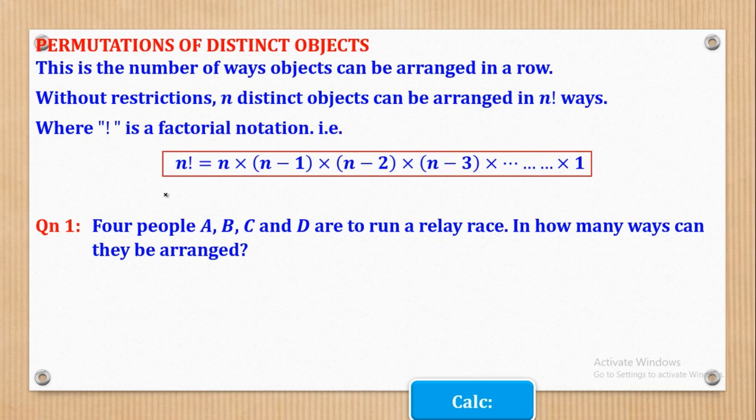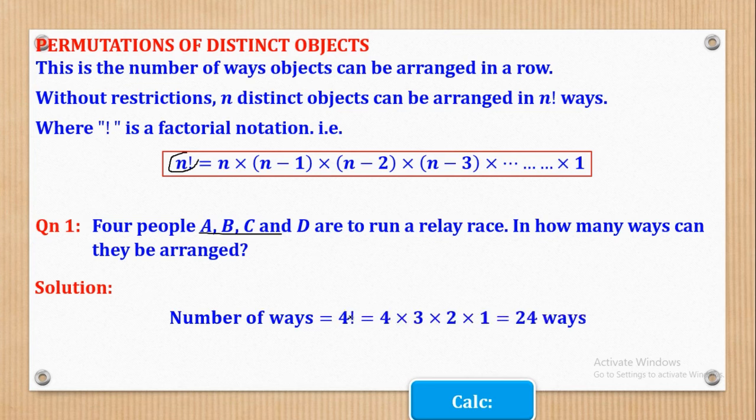With that introduction, let's go through some of the questions. Question 1 says, four people, A, B, C, and D, are to run a relay race. In how many ways can they be arranged? There are four. Remember we said for n distinct objects, the number of ways is n factorial. So if there are four, the number of ways will be 4 factorial. We keep on reducing until we reach 1, so it will be 4 times 3 times 2 times 1 to give you 24 ways.